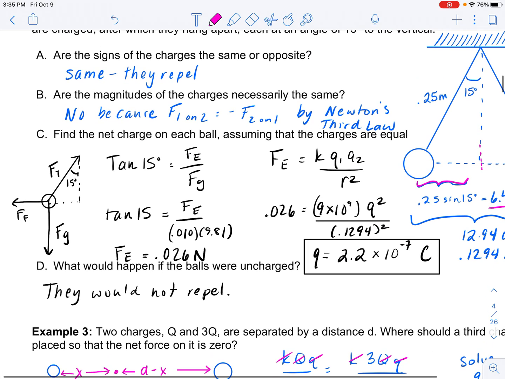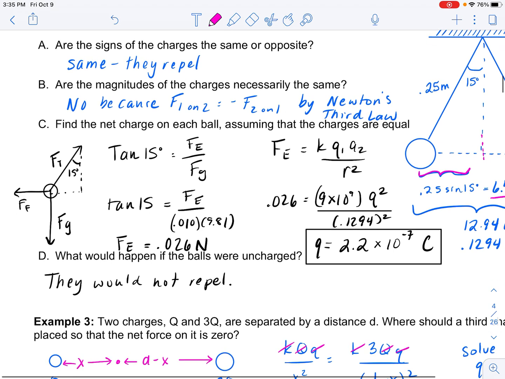Okay, so let's look at the questions here. Are the signs of the charges the same or opposite? I know the signs must be the same because these are repelling. Are the magnitudes of the charges the same? I would say no, because the force of 1 on 2 is equal and opposite to the force of 2 on 1 by Newton's third law, even if the charges are different. So Newton's third law holds even if the charges are different.